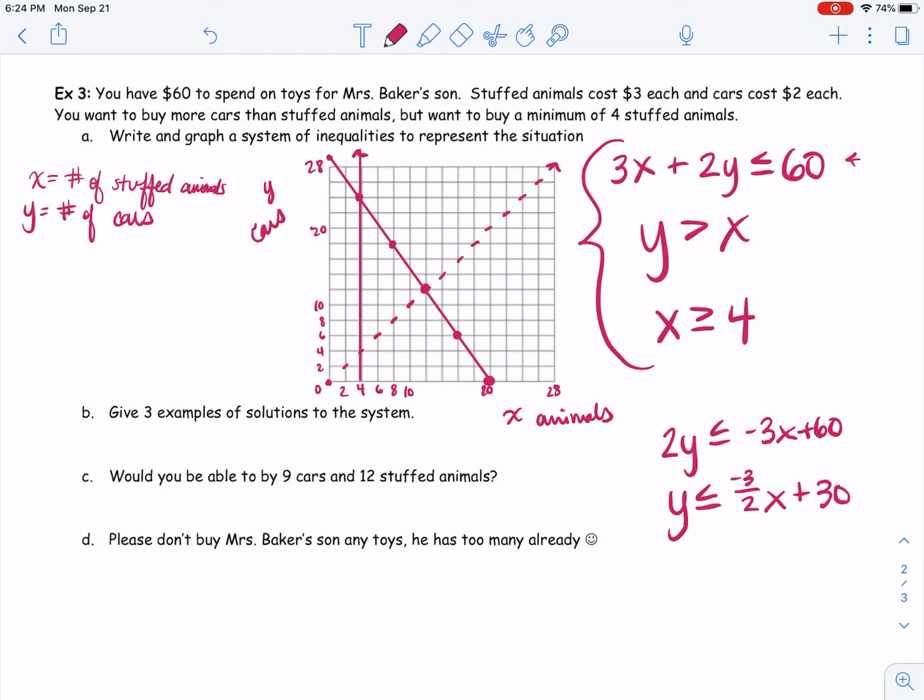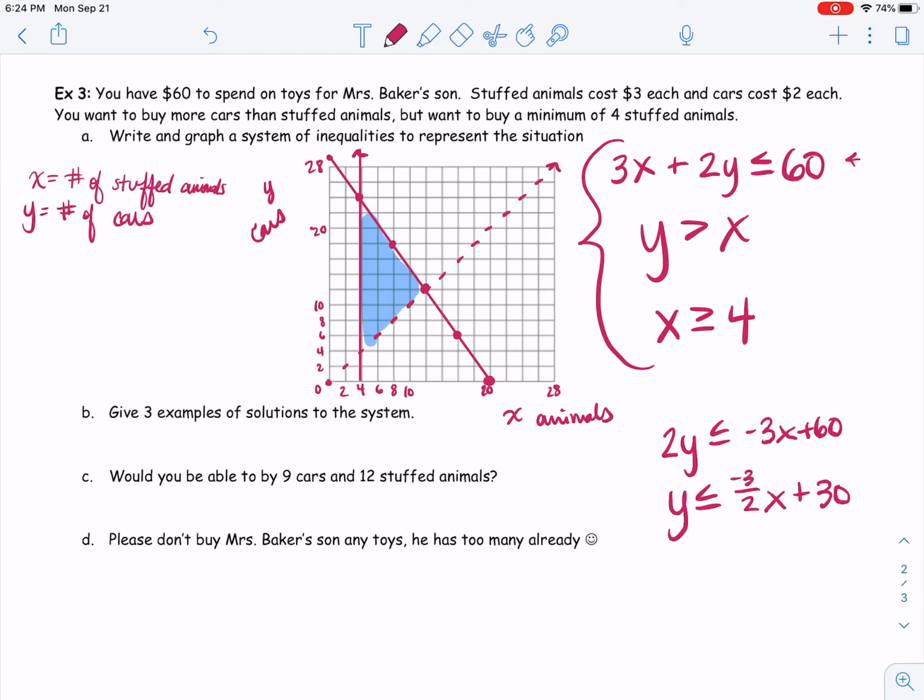So if I'm shading to the right of the vertical line, above the dashed line, and below the solid line that we just drew, that means I'm in this region right here. That's my sweet spot. Okay. So it says give 3 examples of solutions to the system. That just means you could pick any 3 points in this blue area, and that could be solutions to the system. So let's say I pick the point 6, 8.